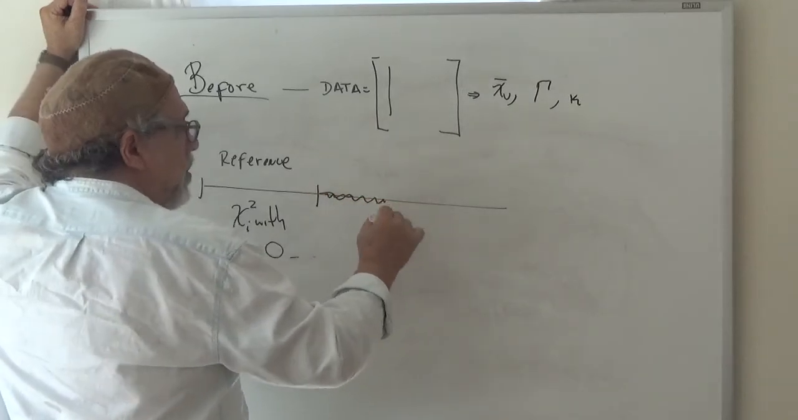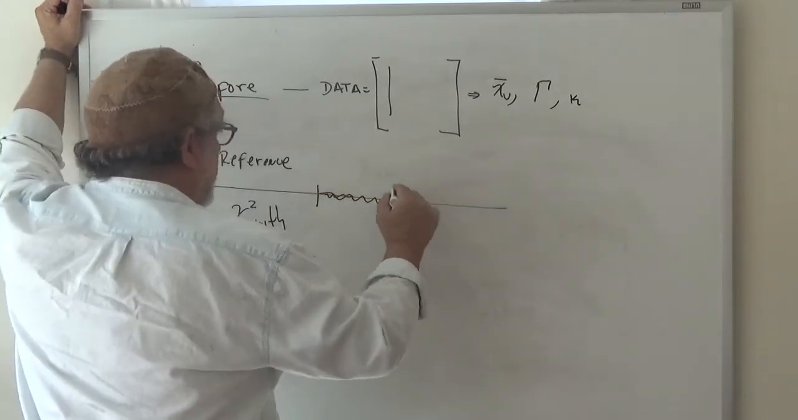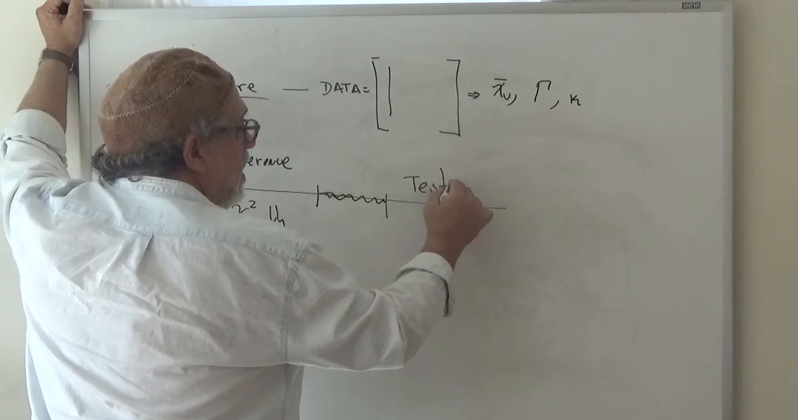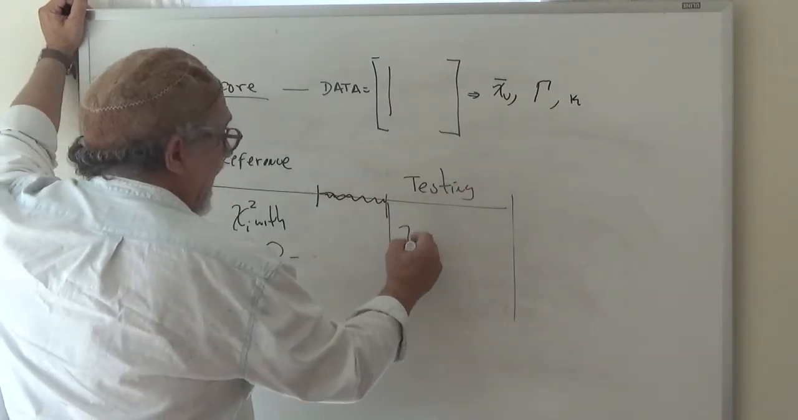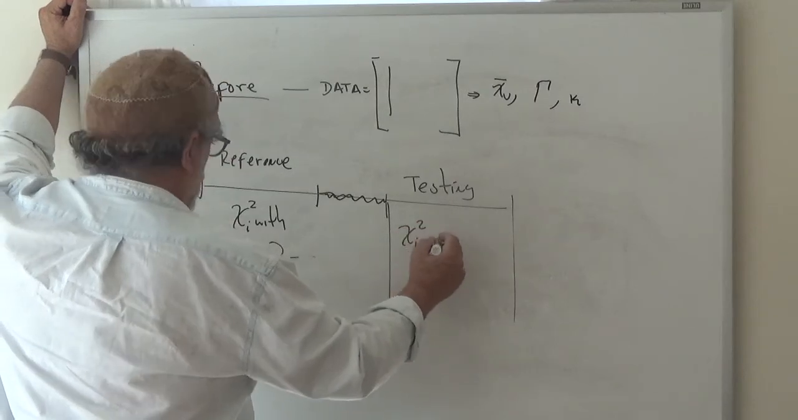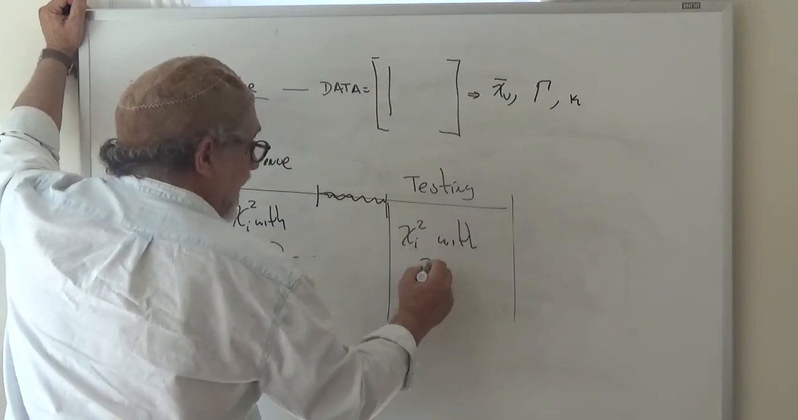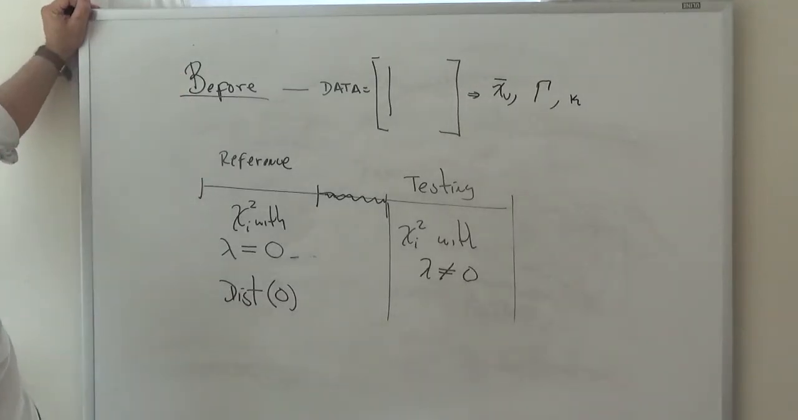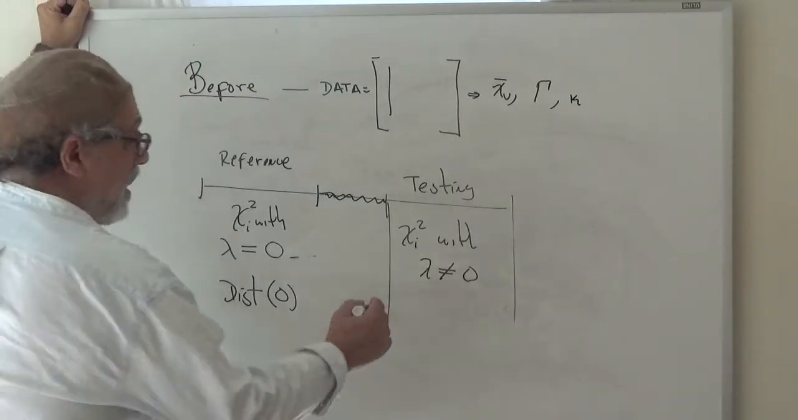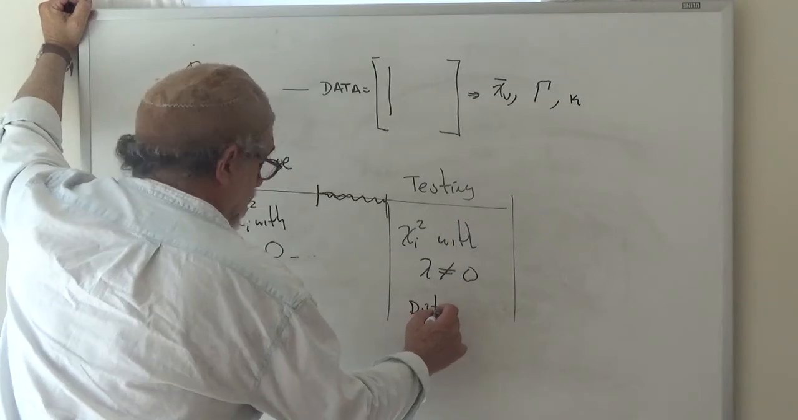Then here there may be some damage. When we do the testing, we assume that we have a chi-squared with a non-centrality parameter that is not 0, which we will have to assume or take a value. This will be our distribution 1.